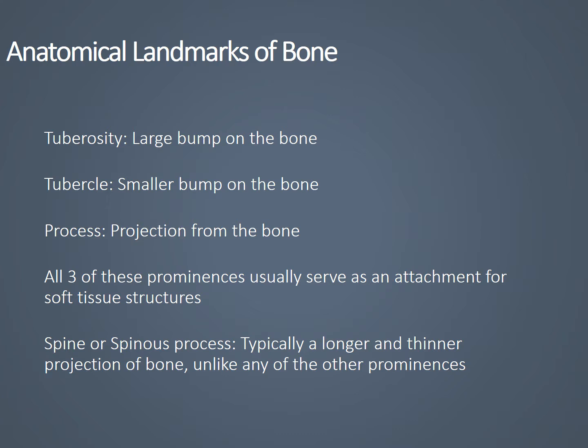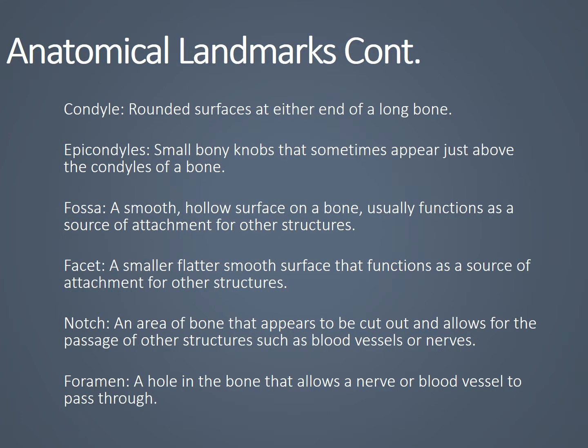All 3 of these prominences usually serve as an attachment for soft tissue and structures, like I mentioned before. Spine or spinous process are typically longer and thinner projections of bone, unlike any other prominences in the body. Condyle: rounded surfaces at either end of a long bone. Epicondyles: small bony knobs that sometimes appear just above the condyles of a bone. Fossa: a smooth hollow surface on a bone. Usually this functions as a source of attachment for other structures.